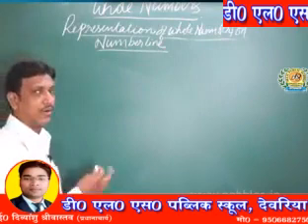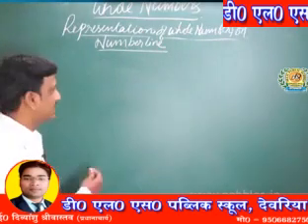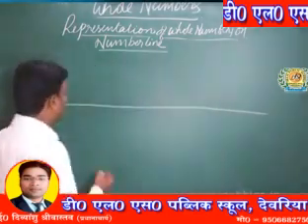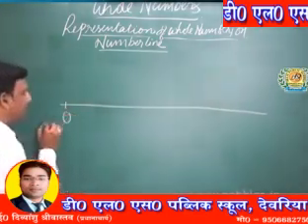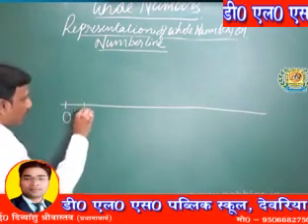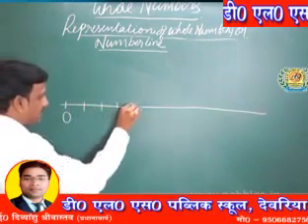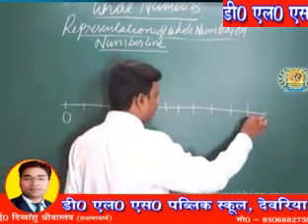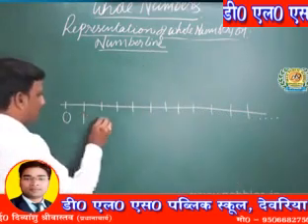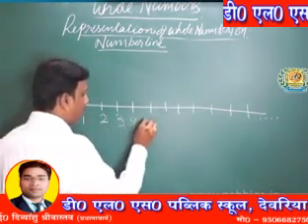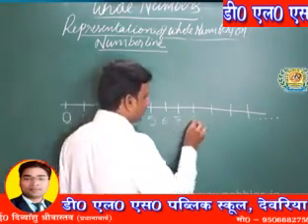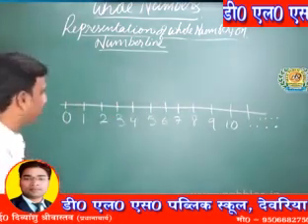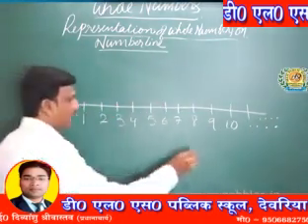Representation of whole numbers on number line. First, let us see how to draw a number line. First draw a line and mark a point as 0 on the line. Now mark some points with equal distances on the right side of the line. Keep on marking till the end of the line. So we mark 1, 2, 3, 4, 5, 6, 7, 8, 9, 10 and so on till the nth number. So this is the number line we have made.